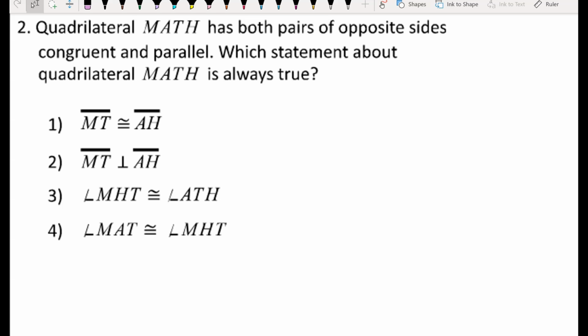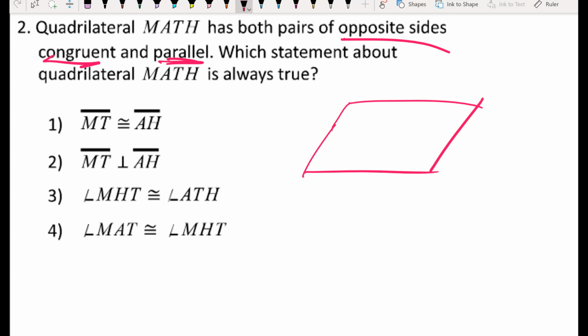Number 2, quadrilateral MATH has both pairs of opposite sides congruent and parallel. So they're talking about a parallelogram here. I'll sketch that. Which statement is true about quadrilateral MATH? Well, since this is a parallelogram, answer choice 1 says that the diagonals, MT and AH, are congruent.